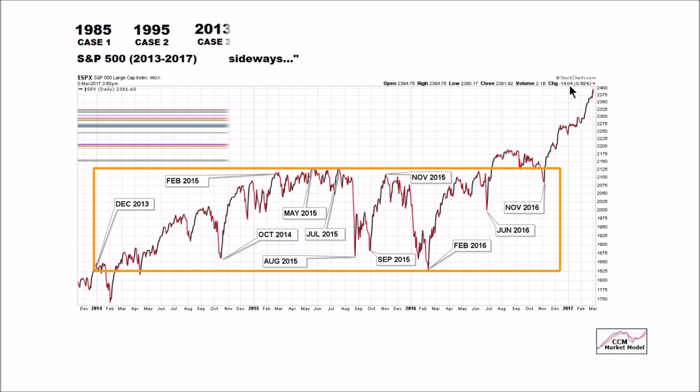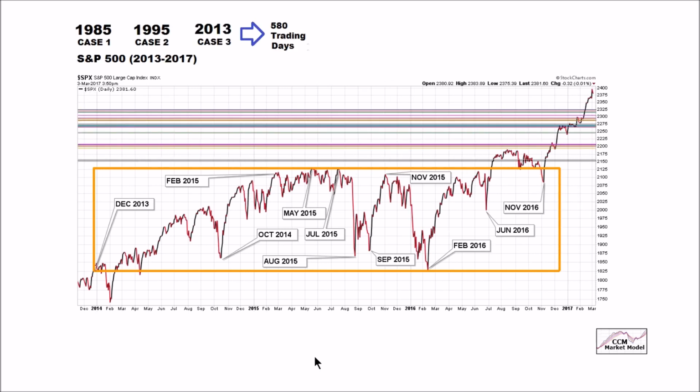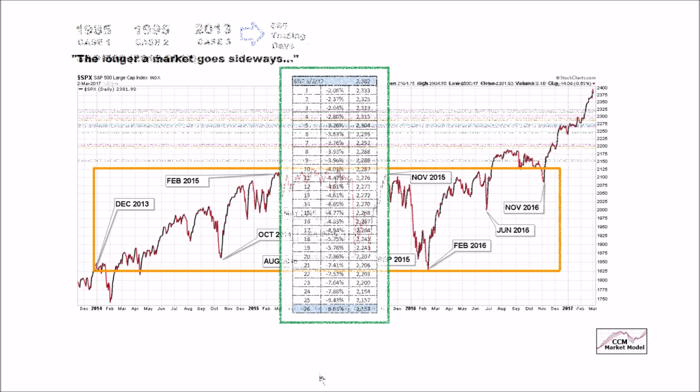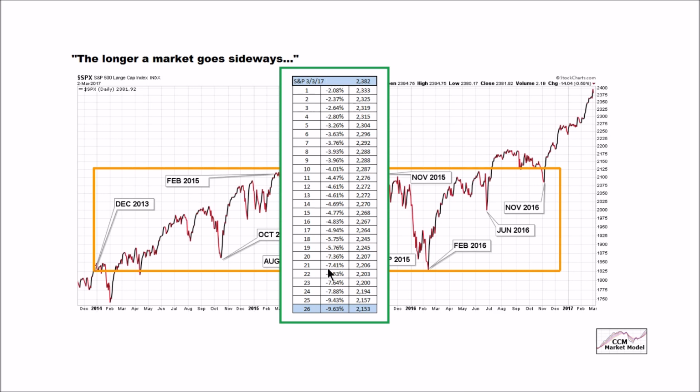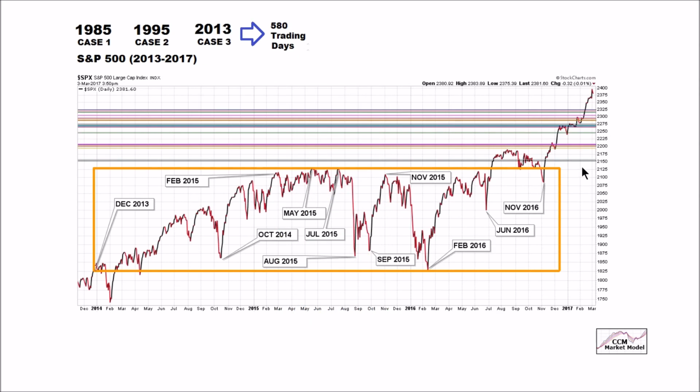This figure here is interesting and relevant because if we put those pullbacks on a graph, this is March 2nd, 2017. In every single case, if we're looking at 1985, 1995, 2013, all of those historical pullbacks would allow price to maintain the bullish breakout from the long-term consolidation box. The top of this is roughly 2134. The largest pullback that we've covered would take us to roughly 2150.